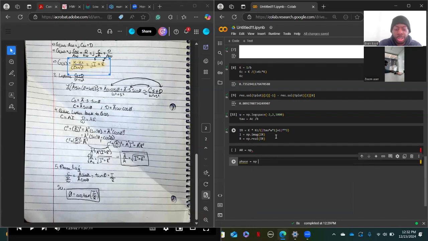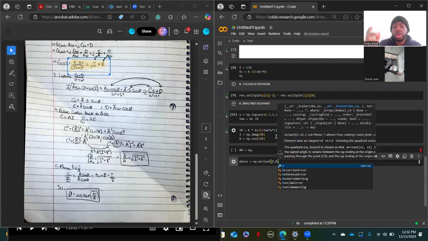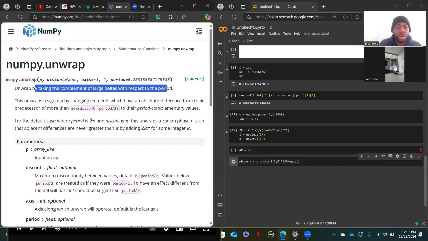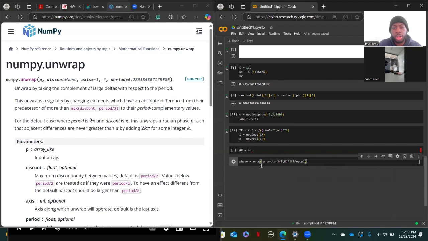Actually, I'll just start with np.tangent. I'll just go inside and work out arctangent, and we'll do two for the two variables, and that will be I and R. And then we also have to make it into degrees because right now it's in radians. So we do 180 divided by pi, so np.pi. And then this will be in the np.unwrap. Like I said earlier, it helps with large deltas with respect to the periods. So np.unwrap.